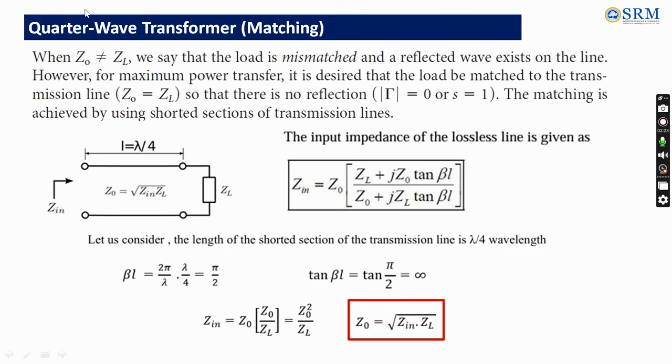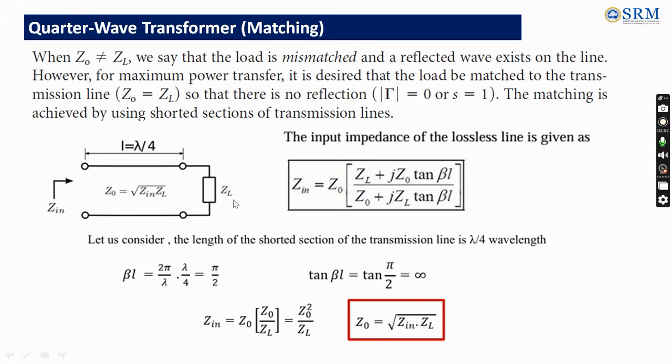What do we mean by quarter wave transformer? In the last module itself, we have seen a line having a characteristic impedance, with the length of the transmission line being lambda by 4. The input impedance of this quarter wave transmission line is going to be Z0 squared by ZL. Or I can say another way, the characteristic impedance of the quarter wave transformer is equal to the root of the input impedance times the load impedance.